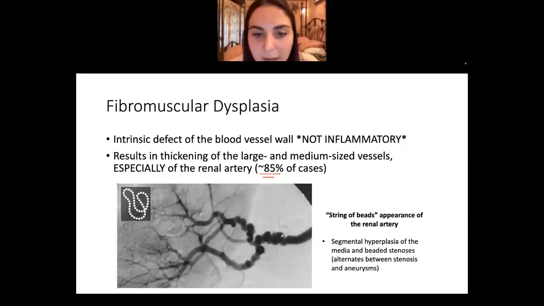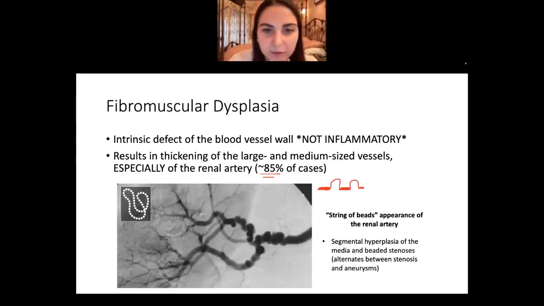So with this, again, what's happening? It's not inflammation. It's basically this hyperplasia of the media. So the medial layer of the blood vessel wall. And then you're getting these beaded stenoses. And this I know for sure Dr. Satar talked about. What he's saying is you're getting fibrosis or stenosis, and then you're getting an aneurysm, and then you're getting stenosis, and then you're getting an aneurysm. And he's like, that's what you're seeing here, rather than true inflammation from polyarteritis nodosa.